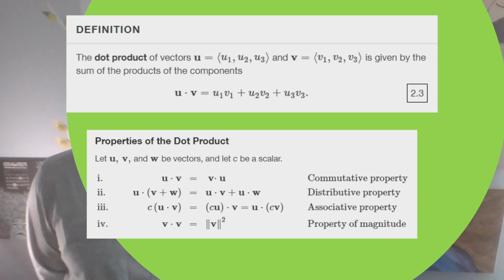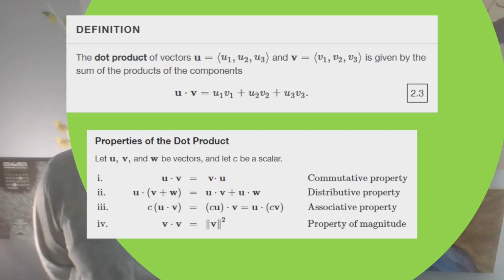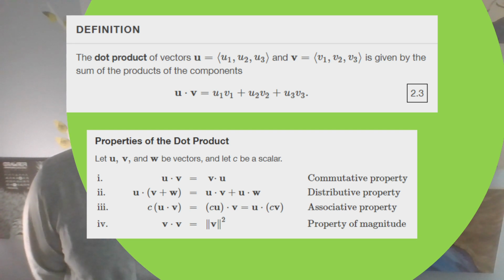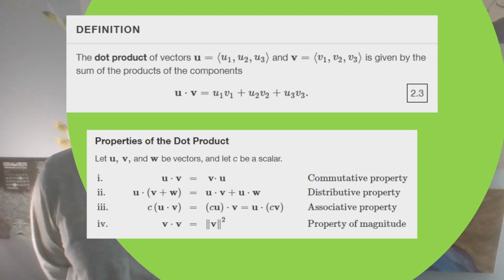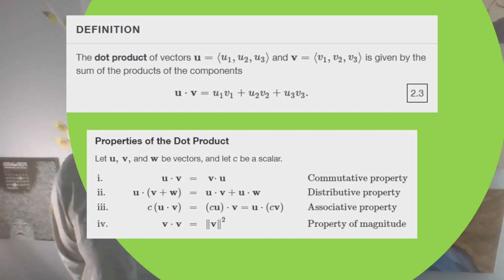First, the definition is going to be given in an algebraic or symbolic form, where we've established using components that the dot product of two vectors is essentially the sum of the products of each of the components. So if you have u1, u2, u3, and v1, v2, v3, the dot product of u and v is going to be u1 times v1 plus u2 times v2 plus u3 times v3.